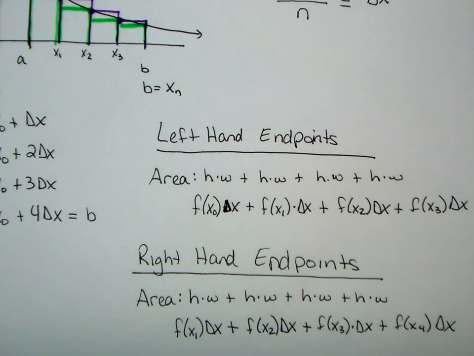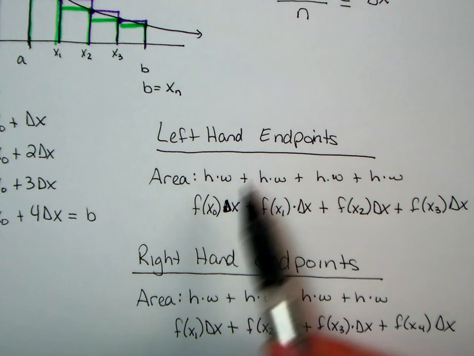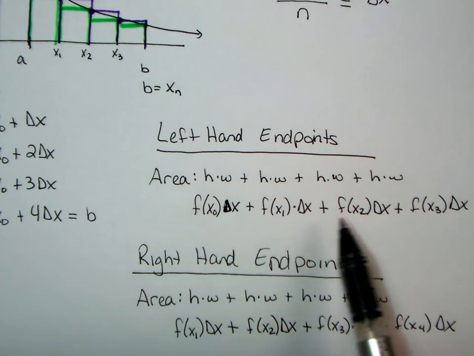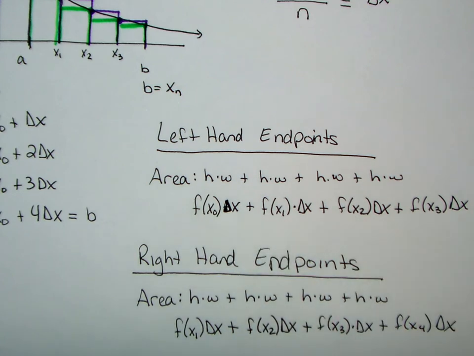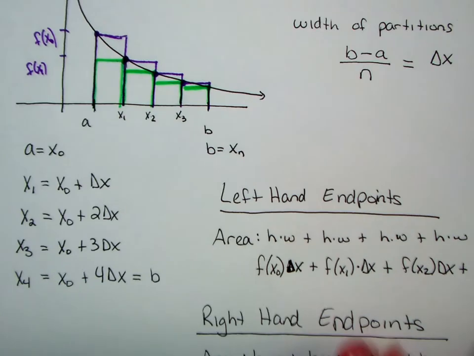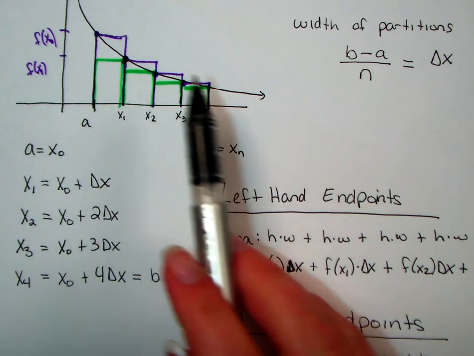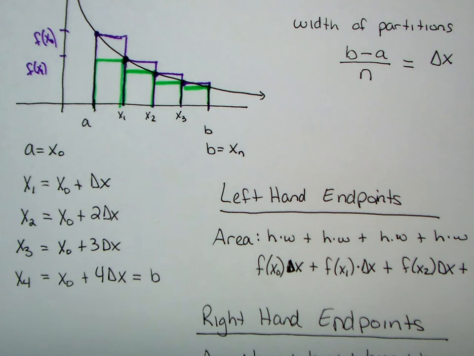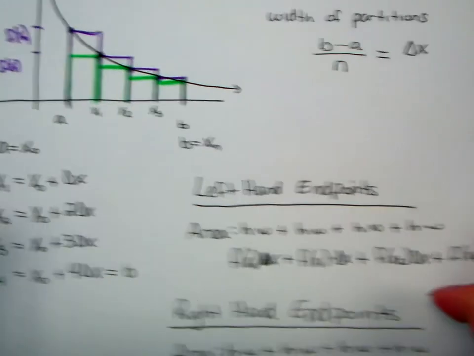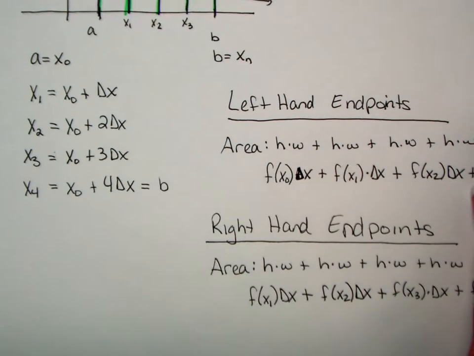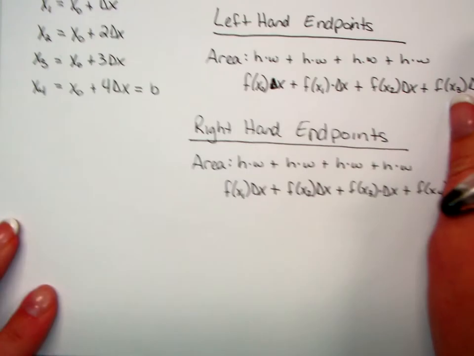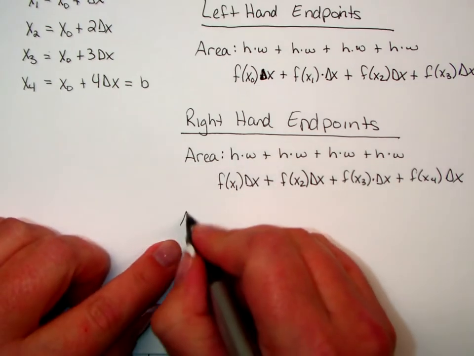So notice the subscripts kind of changed. For the left-hand endpoints, we're using x sub 0, x sub 1, x sub 2, and x sub 3. For the right-hand endpoints, we're going to do x sub 1, x sub 2, x sub 3, and x sub 4, right? So depending on whether we want to do the left or the right-hand side. So there is one more, okay? And it's called a midpoint estimate. And so let me put it here, the midpoint.